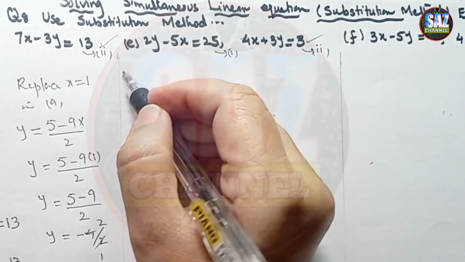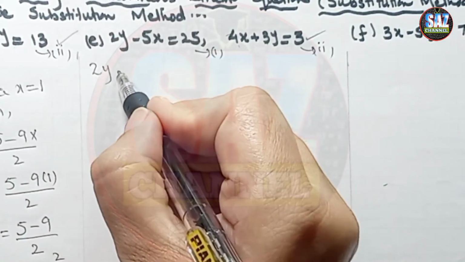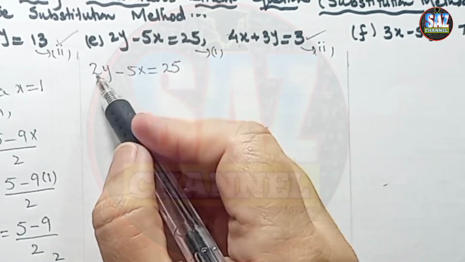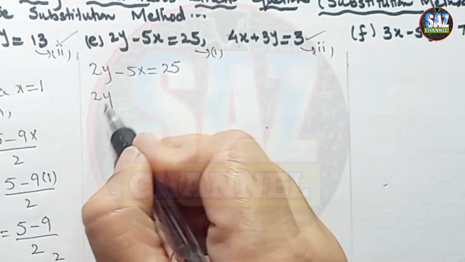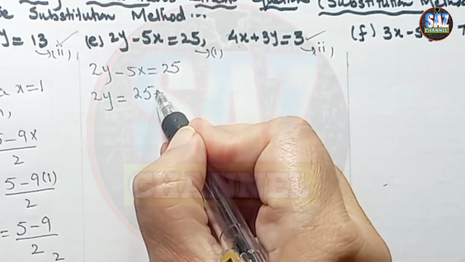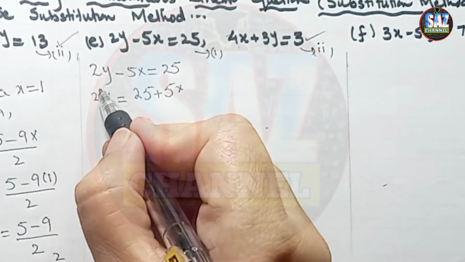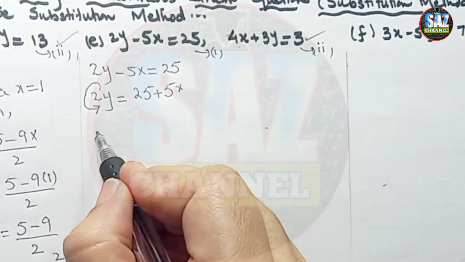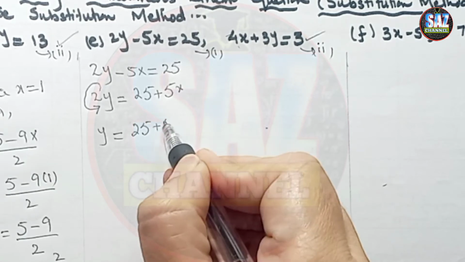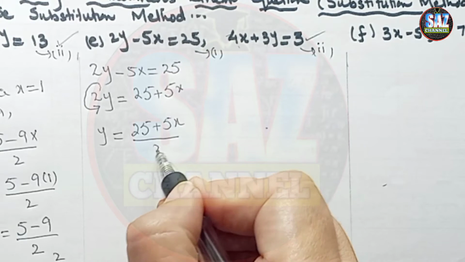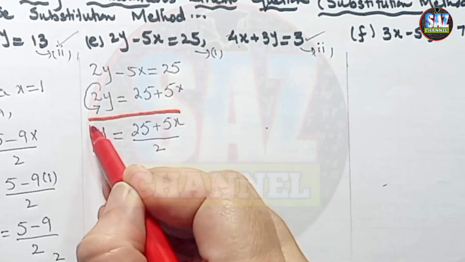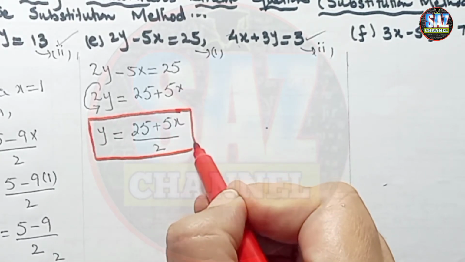If I'm taking equation 1, that is 2y minus 5x equals 25, and from this equation I'm making y the subject of formula, so I will be keeping y terms on the same side, and 2y equals 25 plus 5x. And now in order to get value of y, I have to shift this 2 to the other side, and the equation will take the form y equals (25 plus 5x) by 2. And let me block this relation and give some name to this, because we have to use this equation in further calculations.